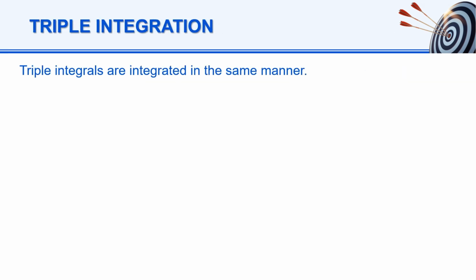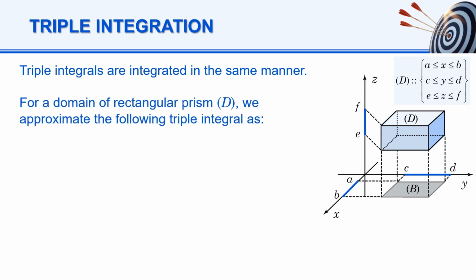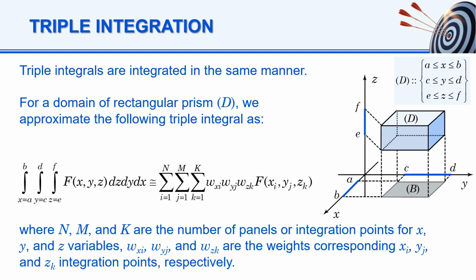Triple integrals are integrated in the same manner. For a domain of rectangular prism, we approximate the following integral as, where n, m, and k are the number of panels or integration points for x, y, and z variables, w_xi, w_yj, and w_zk are the weights corresponding to x_i, y_j, and z_k integration points, respectively.